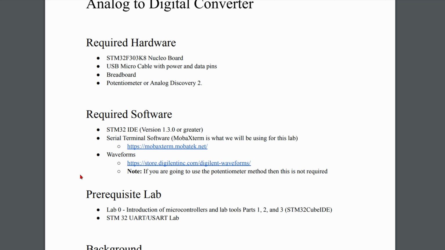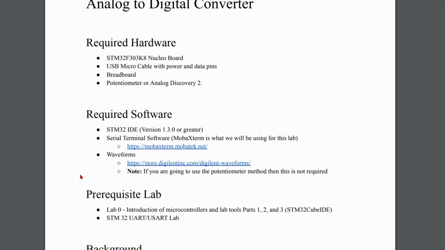So we have required software, that's STM32 IDE and MobaXterm. If we went through Lab 5, that material is going to be there. The download link for MobaXterm will be in the description below the like button, and the video for the previous lab will be in the playlist below the like button. We also have WaveForms, but if we're going to use a potentiometer, this is not required.